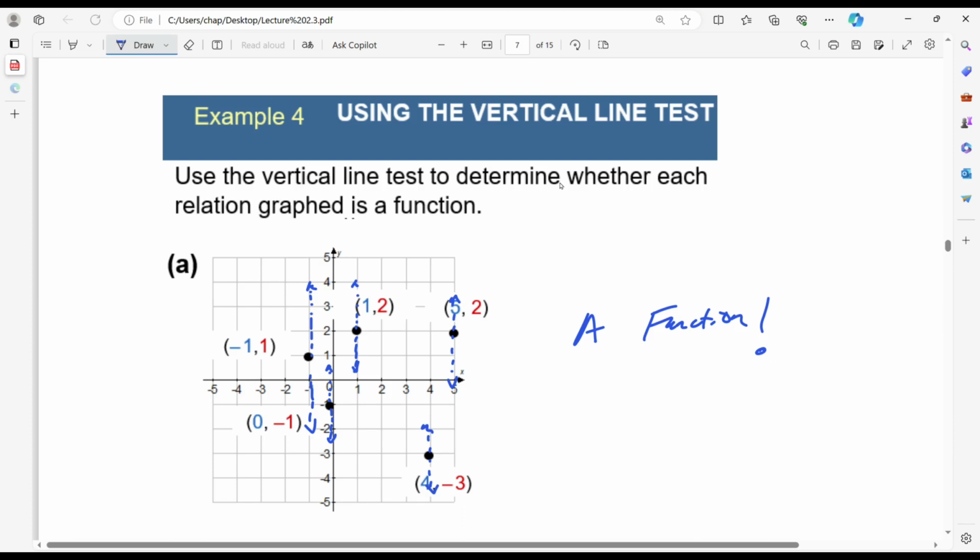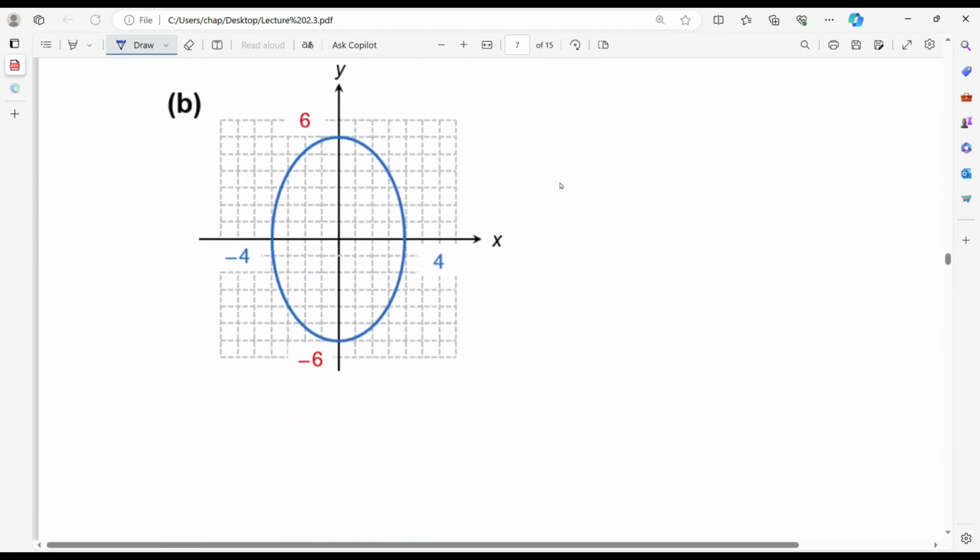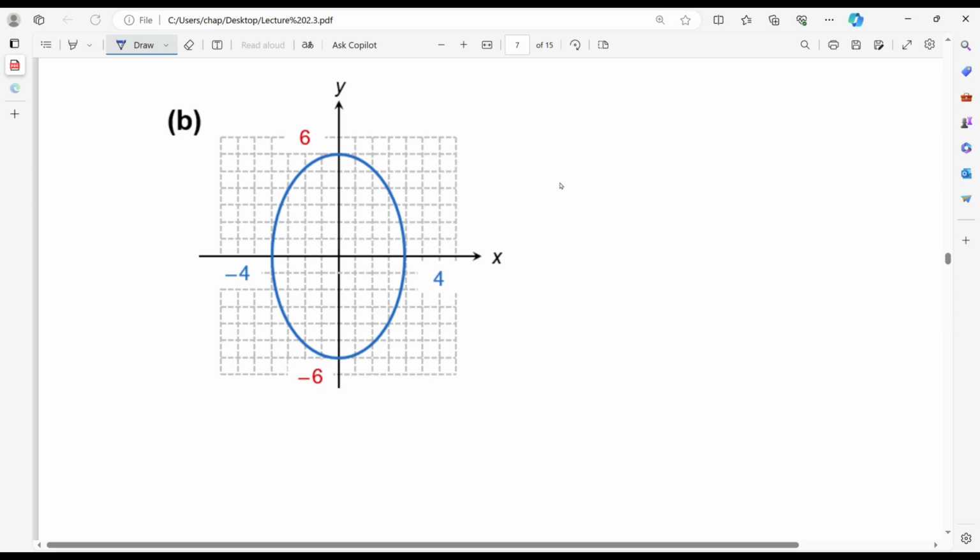Using the vertical line test is a quick and easy way to determine from a picture if a graph is a function or not. In part B, I just need to find one example, and I found one right here. This vertical line touches the graph at more than one point, so this is not a function. We only need to find one example, and this disqualifies it as a function. We have 2 points that a vertical line can intersect.